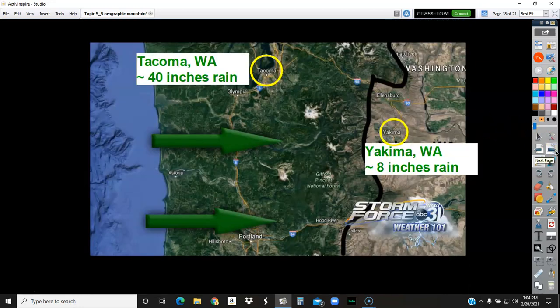This also shows two other places in the state of Washington. So you have Tacoma, Washington. The Cascades are right in this area, right where this black line is. This would be the Cascades. And you can see on this side, Tacoma. This is the Pacific Ocean over here. So you get the winds coming from the west, heading east. Tacoma gets 40 inches of rain a year. Over here on the other side of the Cascades, you've got Yakima. Yakima gets about 8 inches. So Tacoma gets 5 times more rain than Yakima, right? So it's much, much wetter and cooler over here than it is on this side of Washington state.